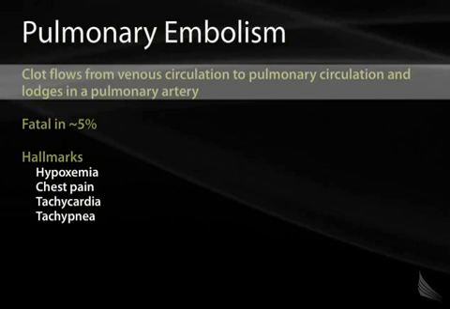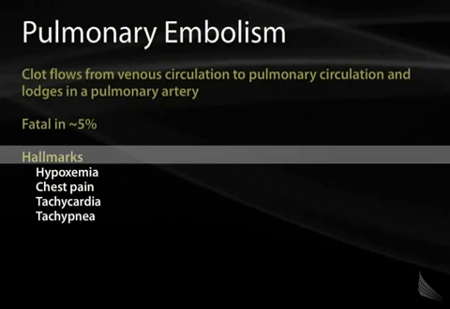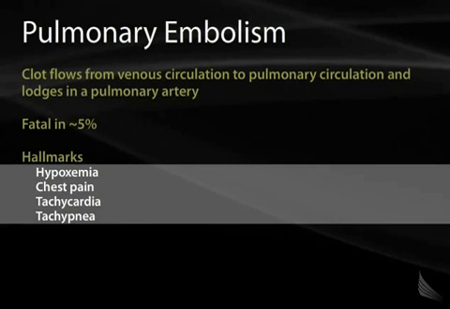One example of this is pulmonary embolism, a very common medical problem. In pulmonary embolism, a clot from the venous circulation, usually in the legs, dislodges, floats up, and wedges in the next capillary bed it sees in the pulmonary circulation. This can be fatal in up to 5%. Typically, the patients will present with hypoxemia, chest pain, usually sudden onset, tachycardia, and tachypnea.